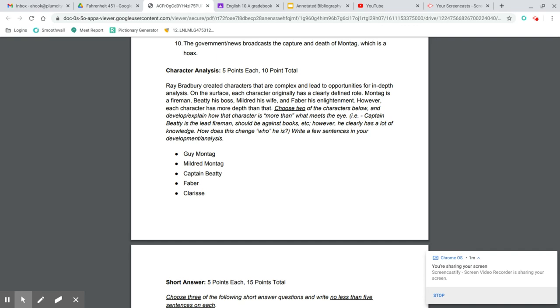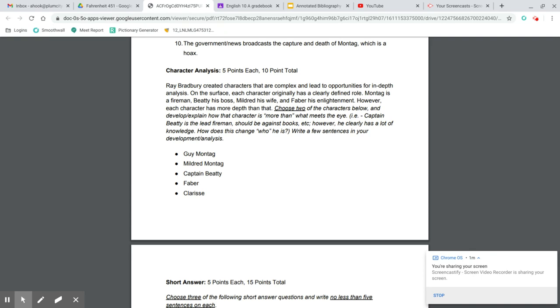The reason it's only 10 points is because you only have to choose 2 of the characters listed there. But as it states here, Ray Bradbury, the author, created characters that are complex and lead to opportunities for in-depth analysis. What this means is that on the surface, each character originally has a clearly defined role, such as Montag as a fireman, Captain Beatty is his boss, Mildred is obviously Montag's wife, and then there's Faber, who kind of is the enlightenment, with Clarice as well, I should say, for Montag. However, there's more depth to each character.